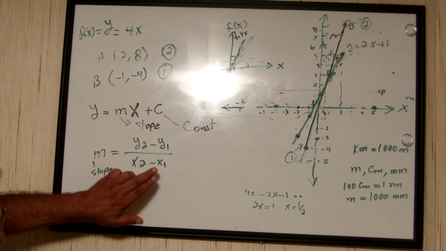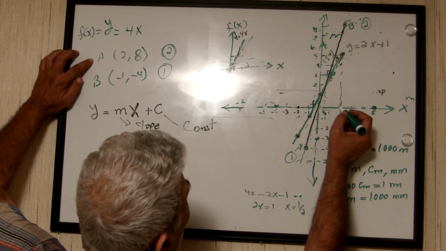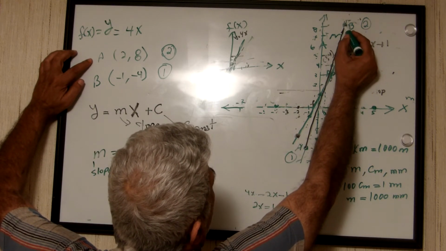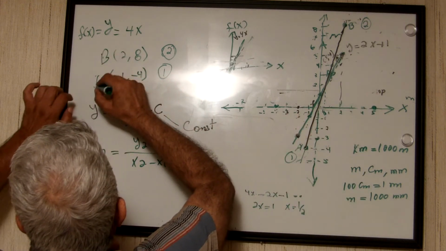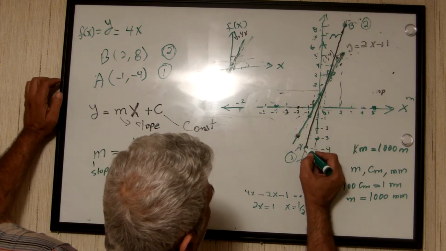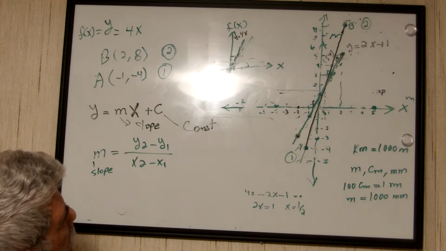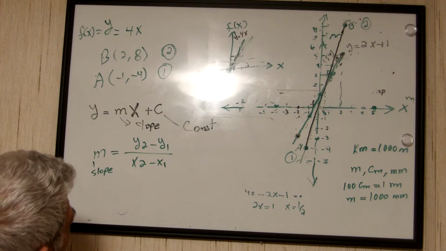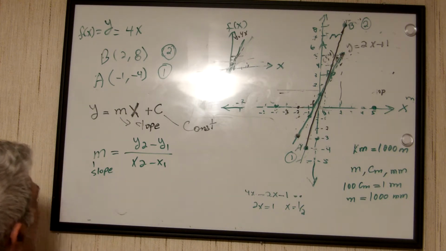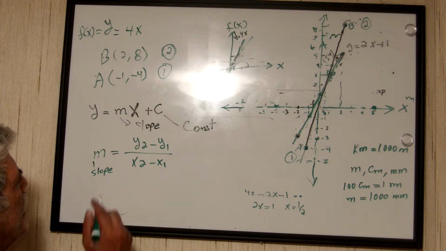What are these? These are the points. We have the point A here, and one of the points of this line is B. See, this is B, and this is A. We have 2 points. If you have 2 points, then we can find the equation, and if you have the equation, we can draw the graph. Let's see how these things work.